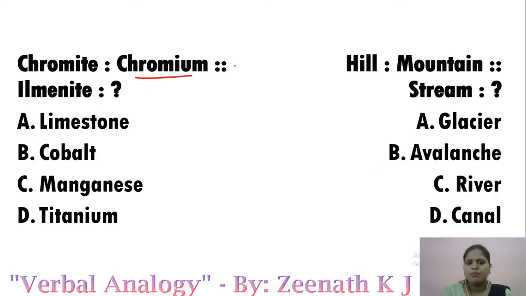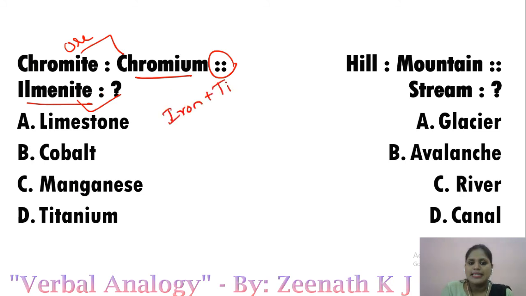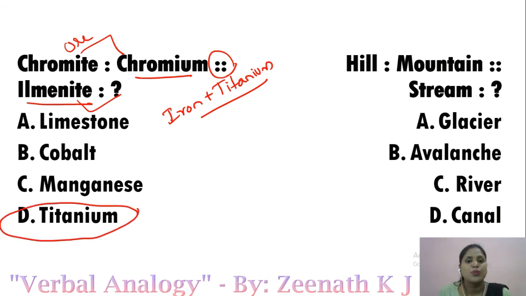Chromite is to chromium as ilmenite is to what? Chromite is an ore which actually contains chromium. Likewise, ilmenite is another ore which contains what? Another basic science question. Friends, ilmenite actually consists of two elements, that is iron and titanium. Okay. Unfortunately, out of A, B, C, D, we don't have iron, but we definitely have titanium. So the answer to this question has to be option D, titanium.